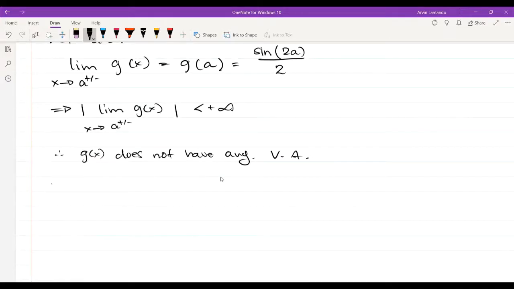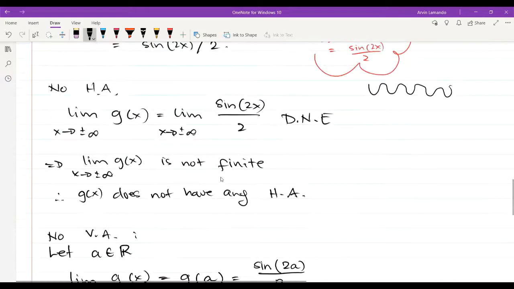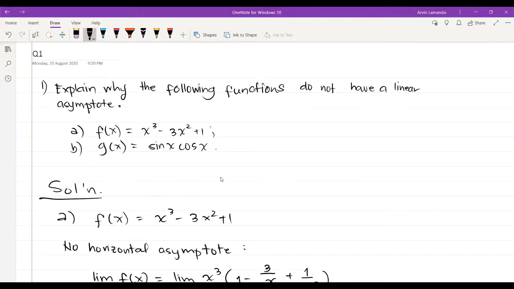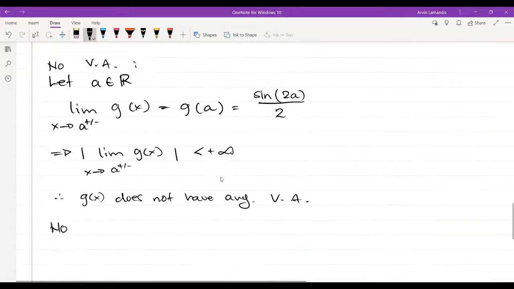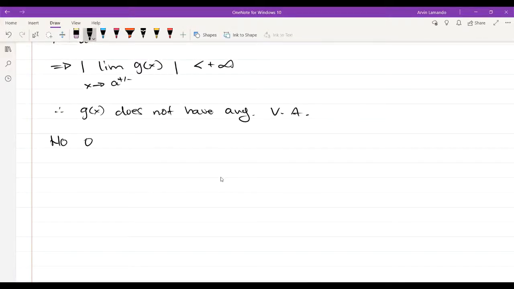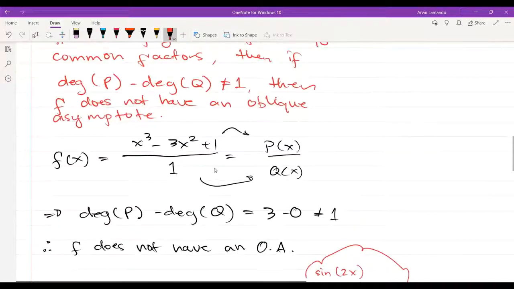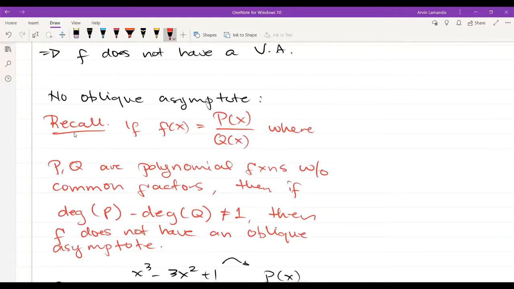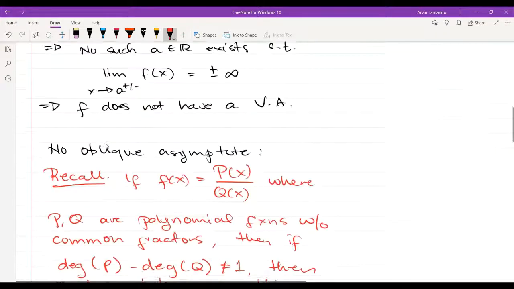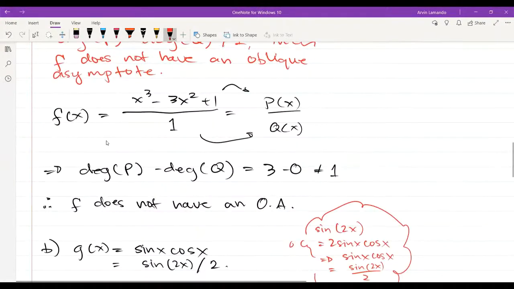Okay, now this is the hardest part of this exercise problem. Let us show that no oblique asymptote for g exists. Let us recall, we can't use the same result that we've used for f, because g of x is not a rational function.